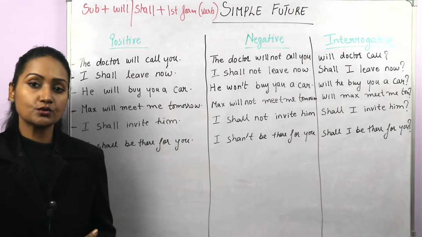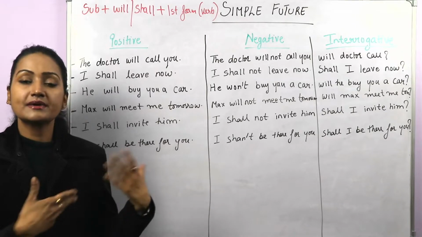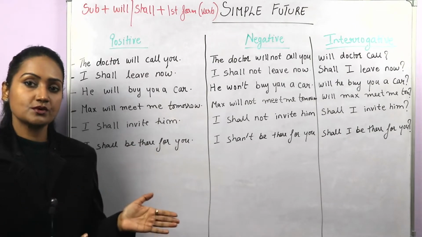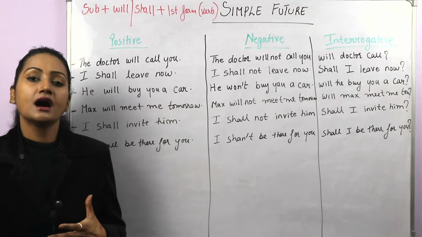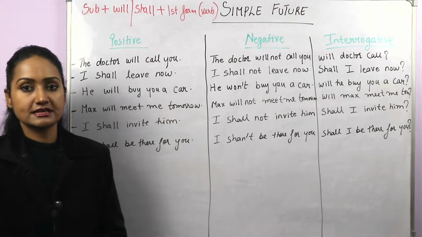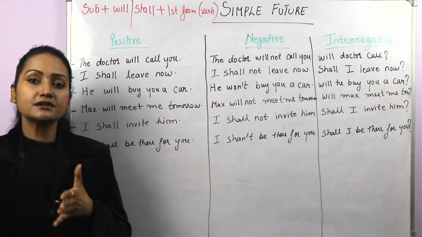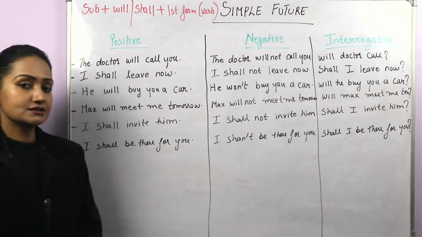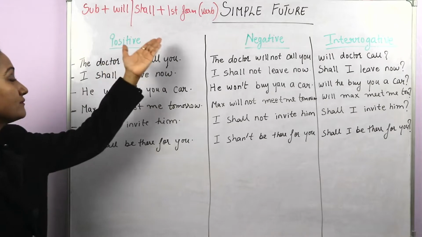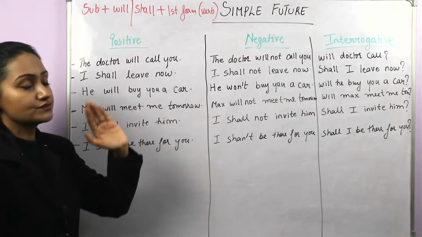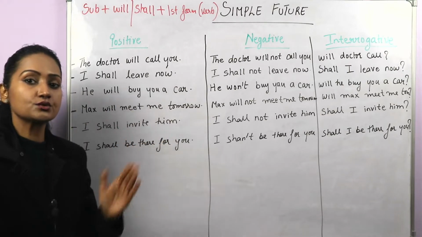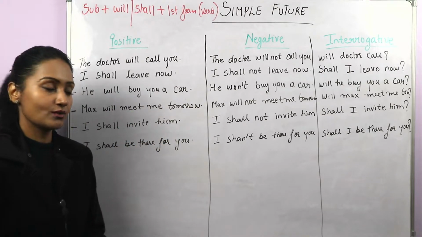Here on the board I have mentioned some examples of positive, negative and interrogative, so that we will have an idea how to frame these kinds of sentences by using simple future tense. So let's go through them. On the top I have mentioned the rule, which is subject plus will/shall plus first form of the verb. Now let's go through these examples one by one.